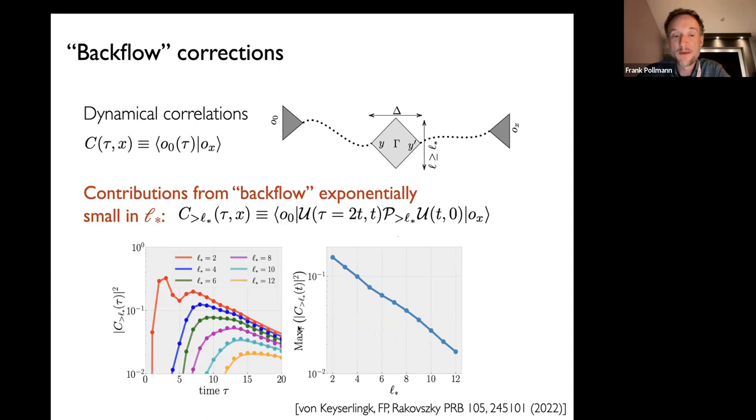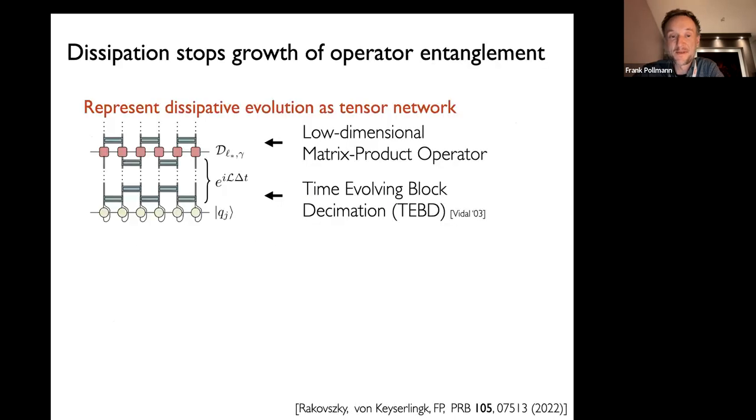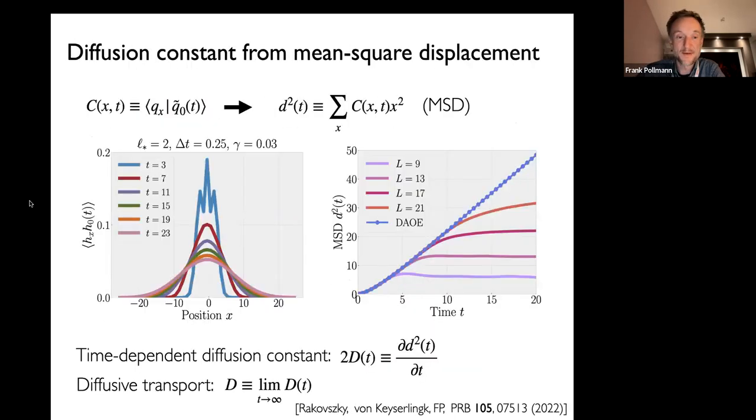And that's the reason why we believe that the effect it has on the, right? So the diffusion constant is obtained by just fitting this here, right? So this is now the correlation function. We show that the error on this is exponentially small in L star, and then the assumption is that the diffusion constant can be meaningfully extracted.